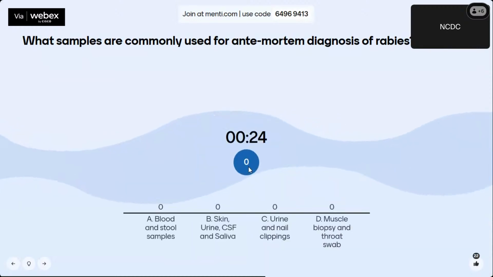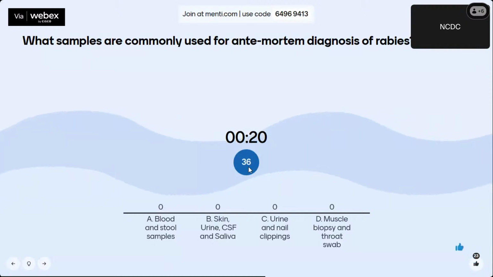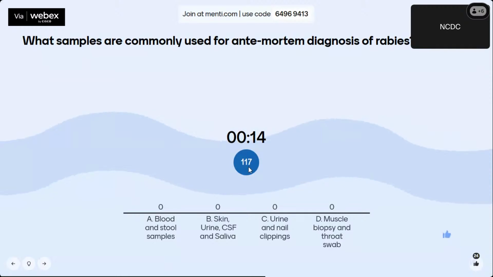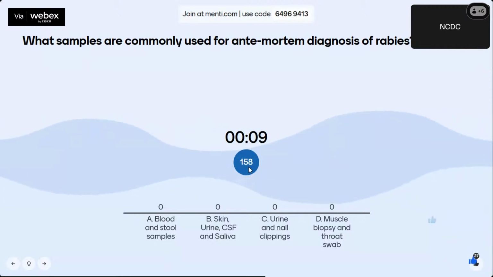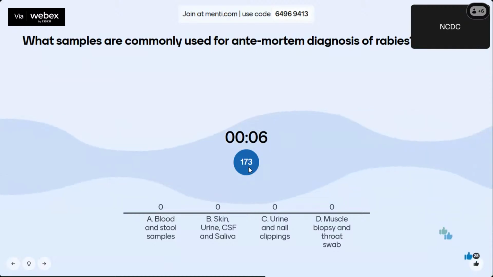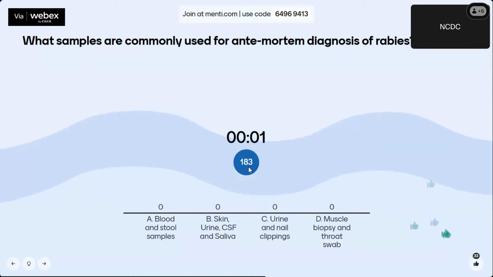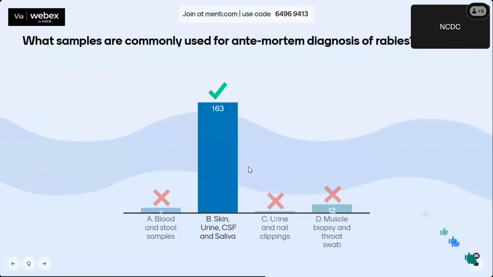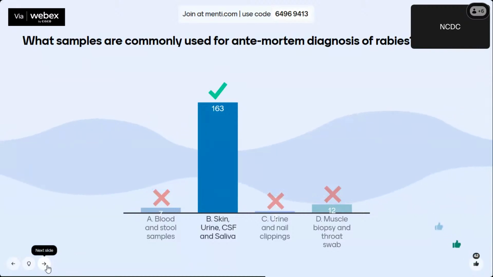What samples are commonly used for antemortem diagnosis of rabies? Blood, stool, skin, urine, CSF, saliva, nail clipping, muscle biopsy, throat swab. So its answer is correct, that is skin, urine, CSF and saliva samples are used for antemortem diagnosis. Next slide. Next question.